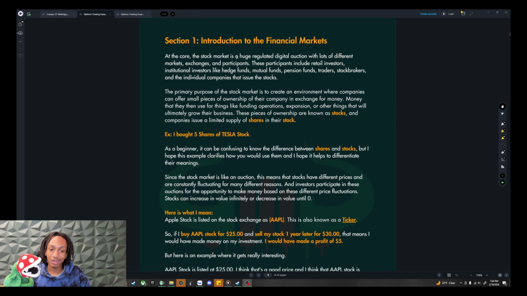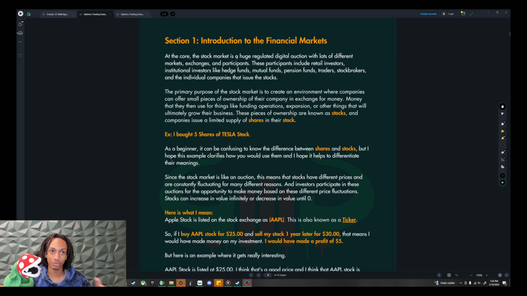The primary purpose of the market is to create an environment where companies can offer pieces of ownership in their company in exchange for money. They might use that to raise capital, fund different operations, expand their business, or just grow.